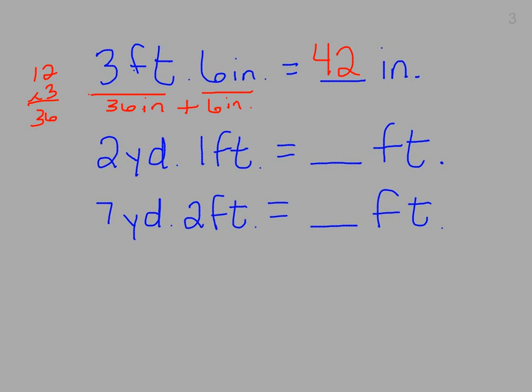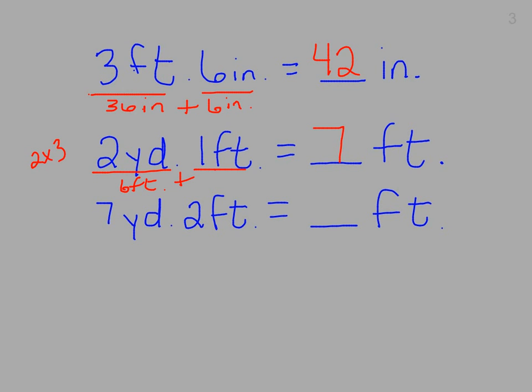If we have 2 yards and 1 foot, and we want to know how many feet that is, this one's already in feet, so we need to change the yards to feet. Yards to feet is bigger to smaller, so we're going to multiply. The conversion is 3 feet in every yard, sorry about that. So if we have 2 yards, that means we have 6 feet, 2 times 3. So if 2 yards is 6 feet, and then we had this extra foot, then we just go 6 plus 1, so that would equal 7 feet.